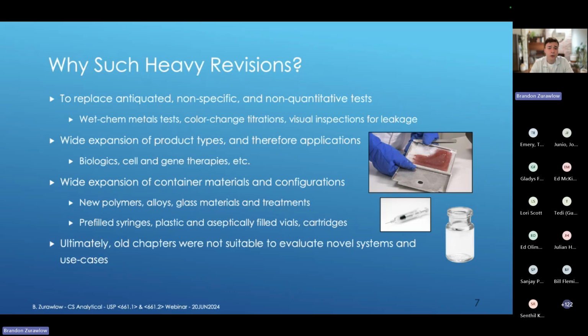And so what we wound up at was a situation in which these old chapters were not necessarily suitable to evaluate a lot of the novel systems and use cases that the market is experiencing today. And so there was a mismatch between what was coming out on the market and the tools that we have at our fingertips to evaluate and qualify those package systems.